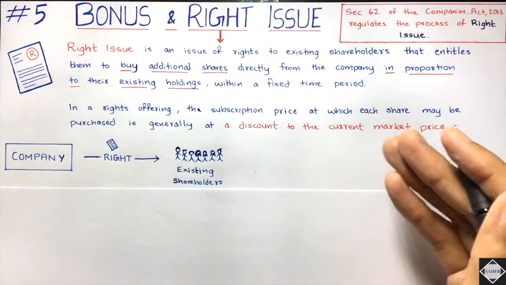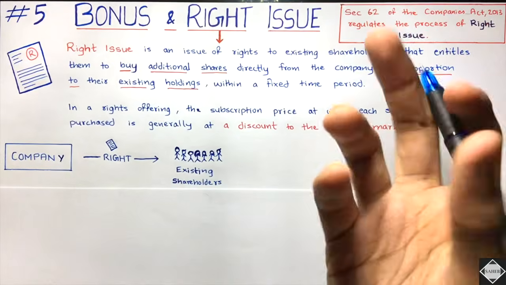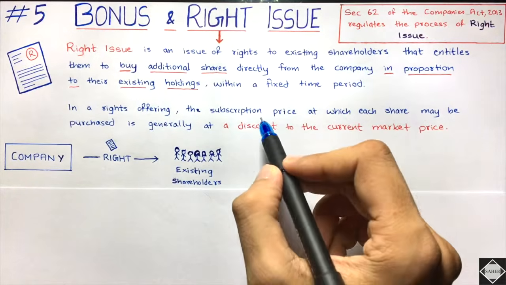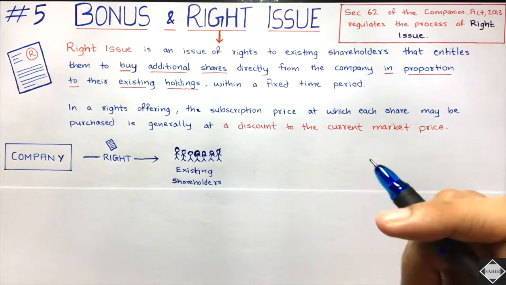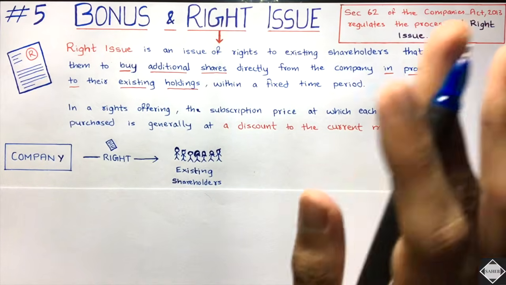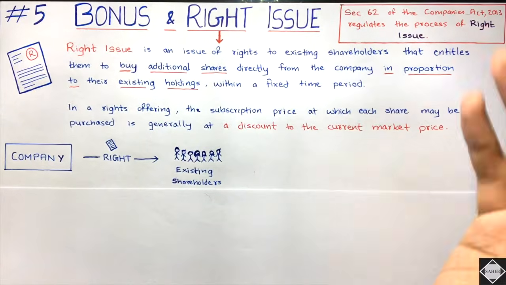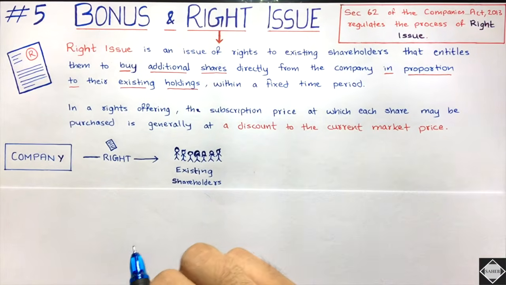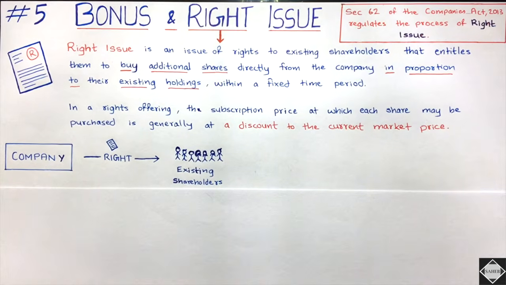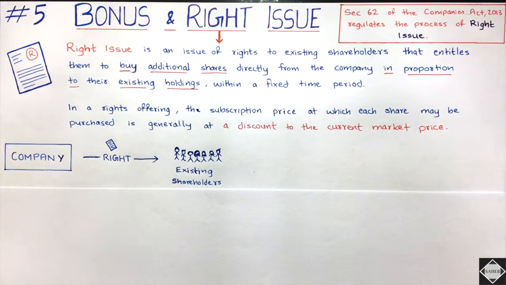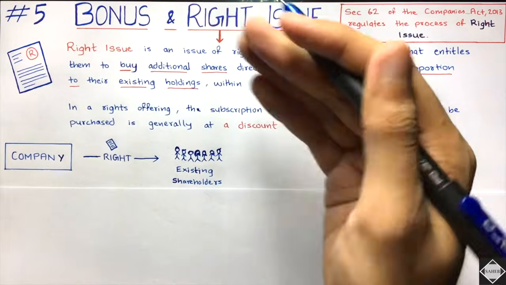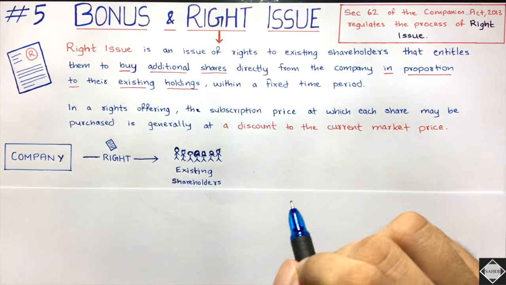For example, if the market share price is, let's just say, 50 rupees, then the subscription price, the rights price, the offer price will be at 40, 10 rupees less, like that. So it will be attractive to the existing shareholders to buy, isn't it? For example, let's just say the subscription price is 60 and the market price is 50. Will you buy from the company? Of course not. You will say, in the open market I'm getting 50, so I will buy from the market if I want the shares of this company, isn't it? So that is why in a rights offering, the subscription price will be lower than the current market price. Is that clear? Fine.